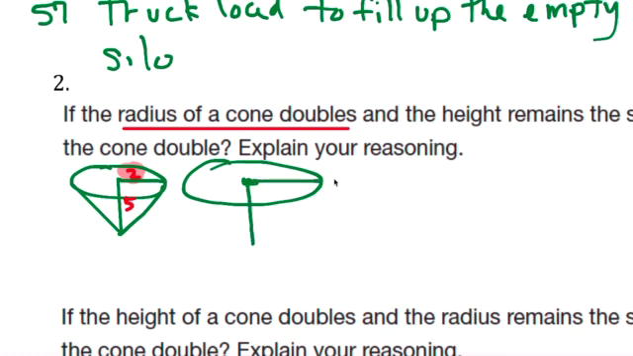And the height remains the same, which is 5. The radius I've doubled to 4, the height is 5. Okay, let's find the volume. Find the volume of each of them and see what happens.